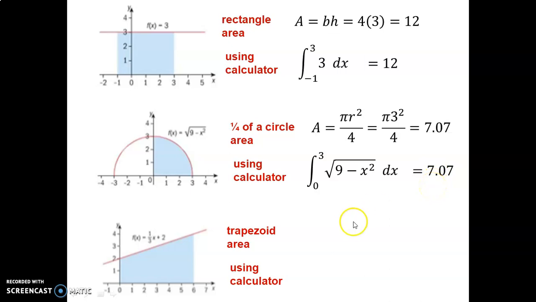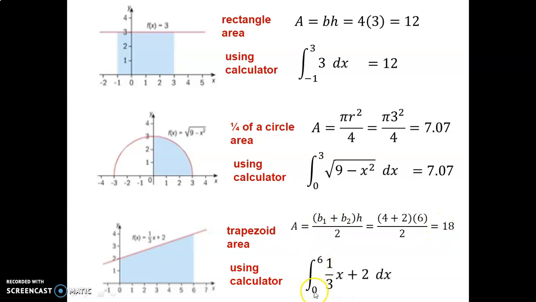It's fantastic. Last one, it's a trapezoid. You might not know that area formula, but it is this: base 1 plus base 2 times height. So base 1 is like one of these parallel sides. So this is called a base, and this is called a base. Those are parallel. Add those two, multiply by h, which is your height right here from base to base. The height is 6, and then divide by 2. That gives us 18.